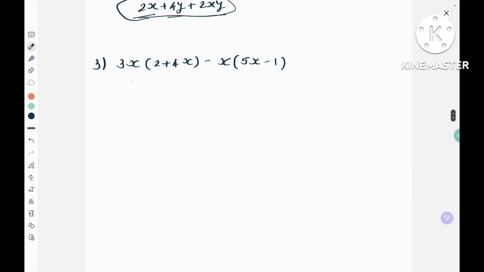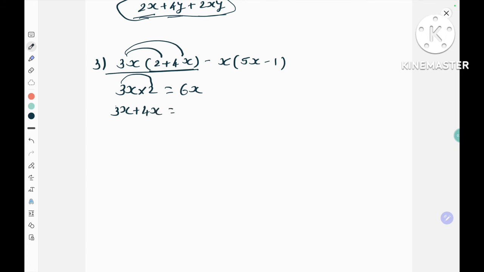Let's move on to the third example. So here, 3x is multiplied by this bracket. Let's get started. 3x times 2, which is 3 times 2, 6, and x as it is, because the second term has no variable. Again, 3x multiplied by 4x. So first let's multiply number by number. So 3 times 4 is 12, and x times x is going to be x square.